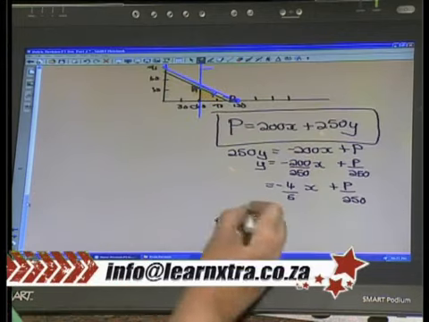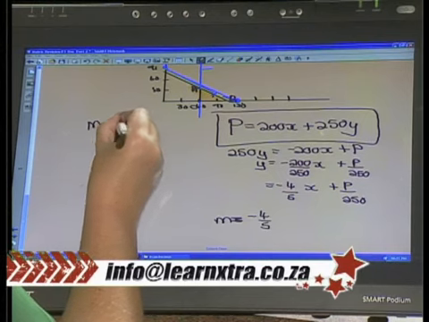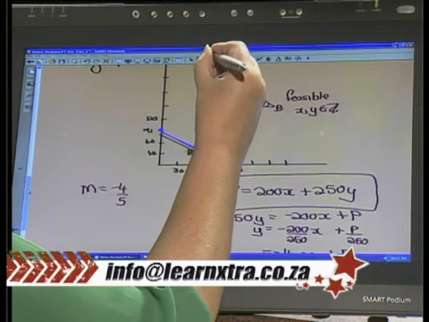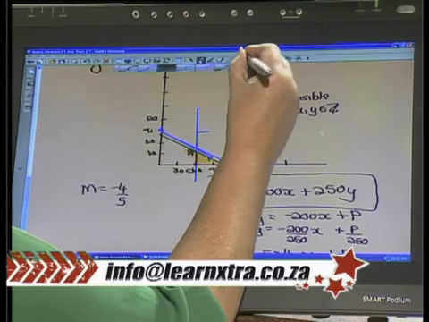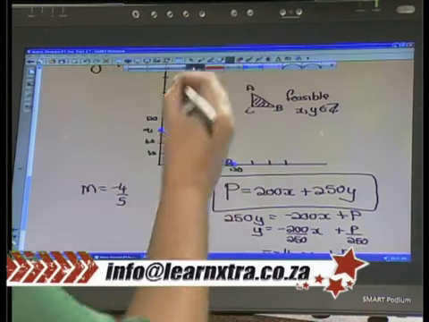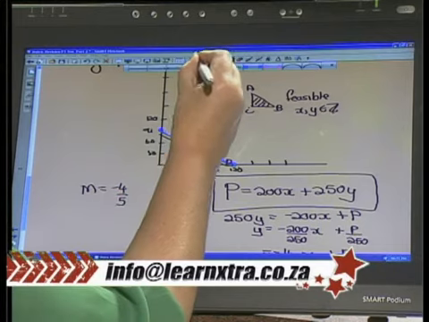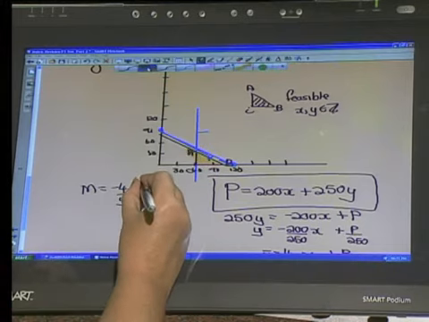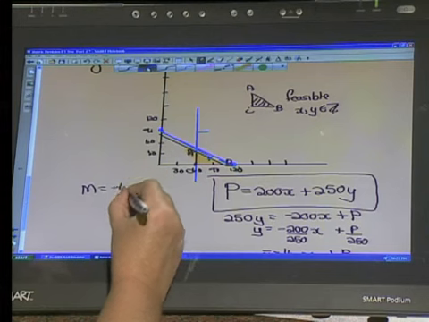So now we are looking at the gradient of minus 4/5. Now, what are we going to do? We're going to draw a search line. To draw the search line, we need to go to our line and plot in some points. So before we do that, let's talk about how we're going to represent that gradient. Now, we know it's the change in y over the change in x.